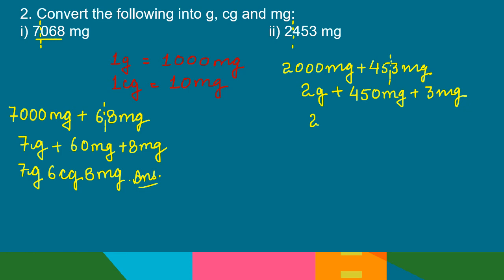Now 10 milligram means 1 centigram. So 450 milligram will be equal to 45 centigram and 3 milligram. Therefore 2453 milligram is equal to 2 gram, 45 centigram and 3 milligram.